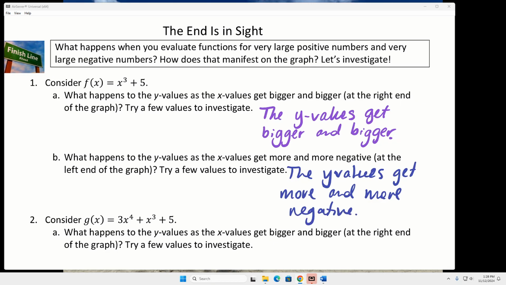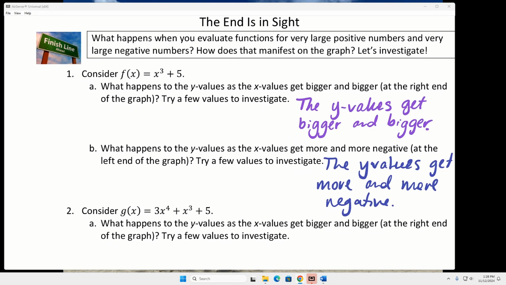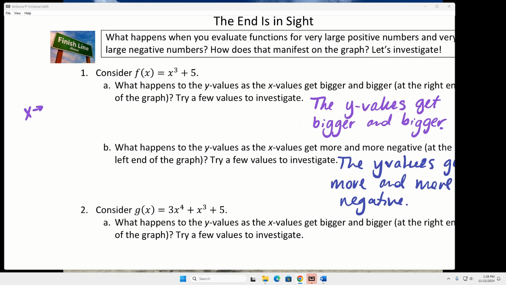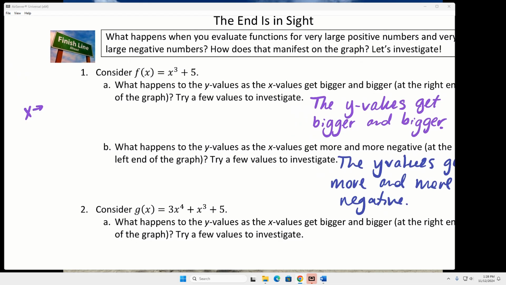All right, now I'm going to use some notation that you may or may not remember from Algebra 2, but I think you will in the end. So if the x values are getting bigger and bigger, what are the x values approaching? What's the biggest number? It's not really a number, it's like a concept. Yeah, x is approaching infinity. And then the y values are getting bigger and bigger also, so they're approaching infinity.